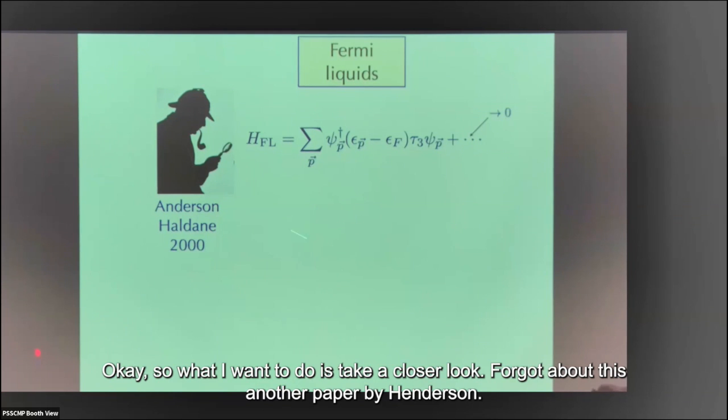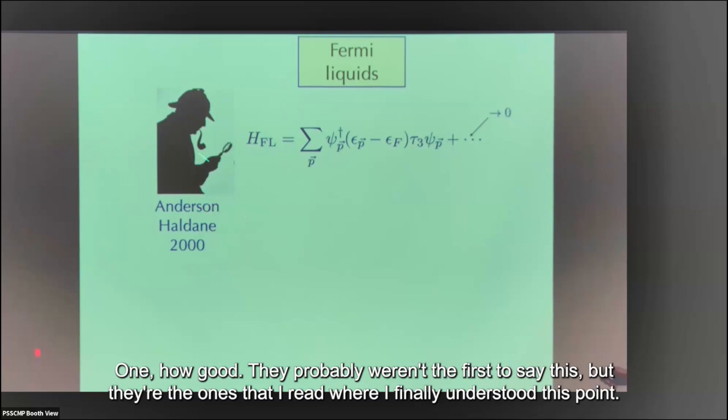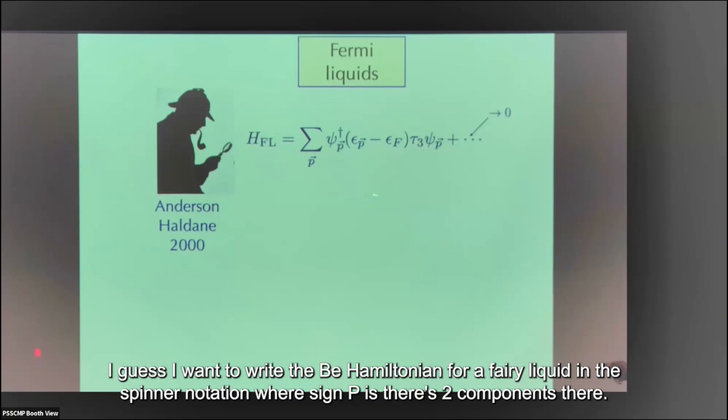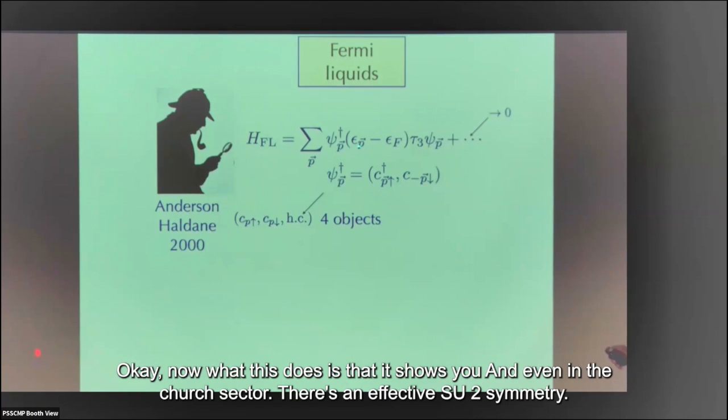Another paper by Anderson. This is one by Haldane. They probably weren't the first to say this, but they're the ones that I read where I finally understood this point. So I want to write the Hamiltonian for a Fermi liquid in the spinor notation, where psi_p is this two-component spinor. Now what this does is that it shows you that even in the charge sector, there's an effective SU(2) symmetry.